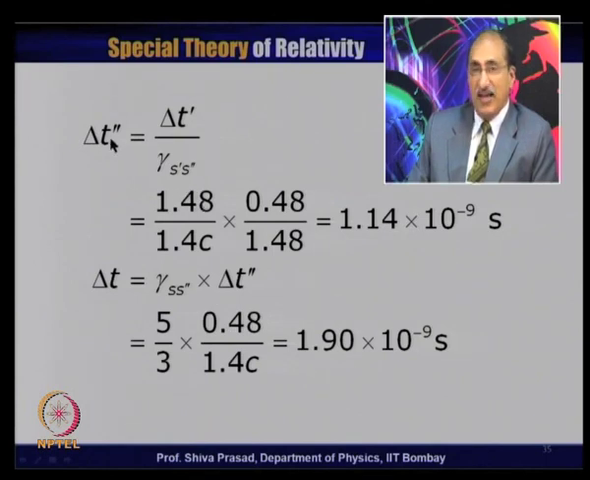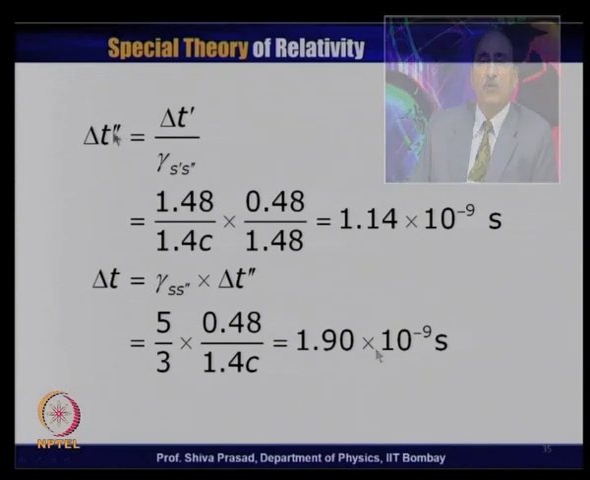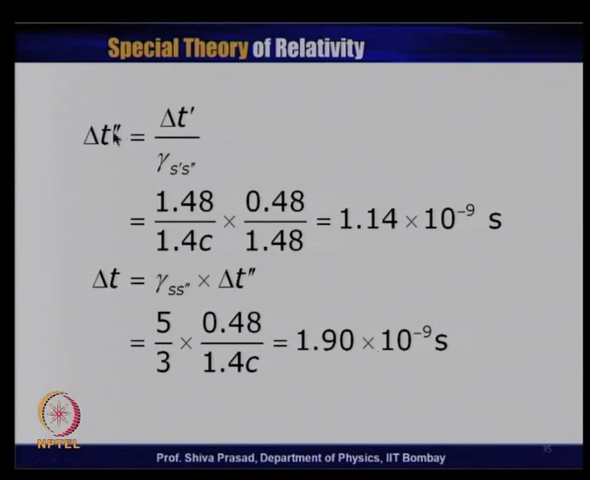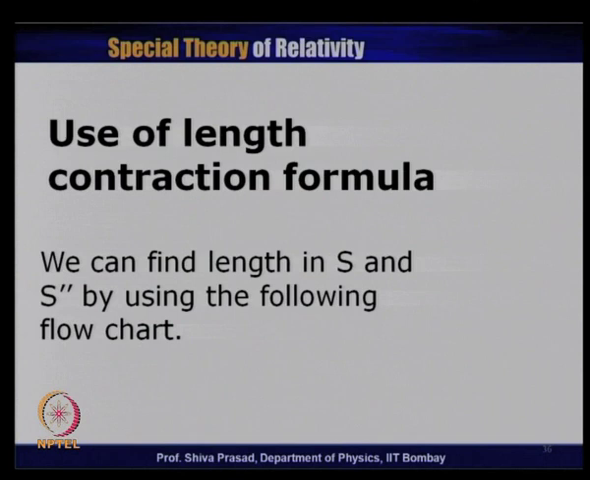In order to go from s double prime to s frame, to find out delta t in s frame, I have to multiply, because I am in the same direction as the direction of the arrow. So, I have to multiply it by gamma s s double prime to get delta t double prime, and this will be given by 5 by 3 into 0.48 divided by 1.4 c, which turns out to be 1.9 into 10 power minus 9 second. So, I have found out all the three time intervals, as we were asked.